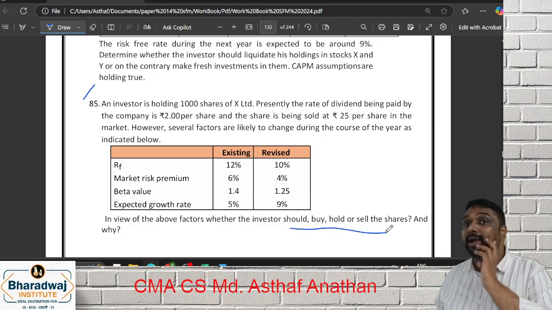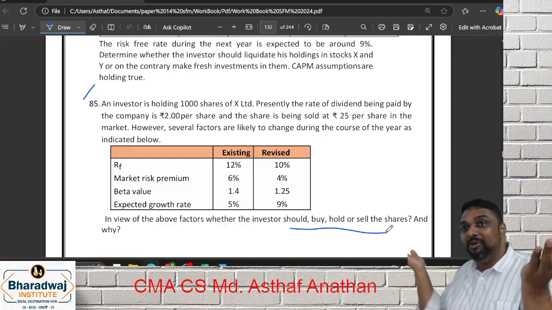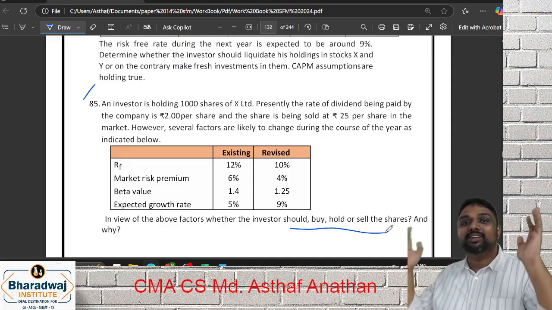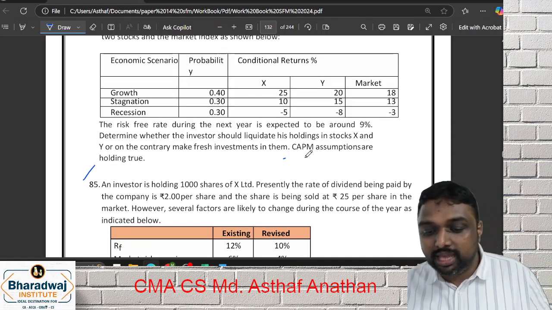When will you hold, my dear friends? When equal. That I forgot to tell. Undervalued, overvalued, and if both are the same, it is called correctly priced. Then what will you do? Hold. See, this question again comes under the CAPM point.